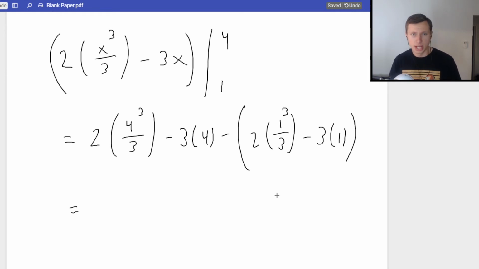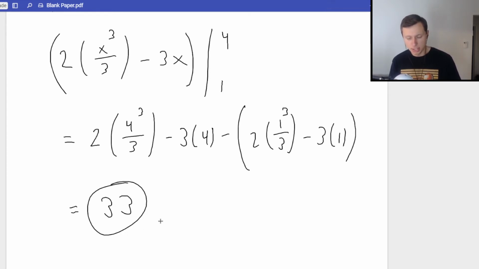I'm not going to torture you guys this time like I did the last time. I am just going to plug this in my calculator. 2 times 4 cubed divided by 3 minus 12, minus quantity 2 divided by 3 minus 3. I got a final answer of 33. I don't know how this came out to be a round number, but this should be it. Any questions on this one?